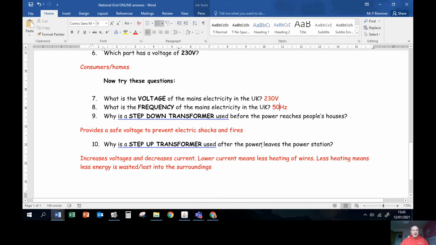And finally, why is a step-up transformer used after the power leaves the power station? Okay, 4 marks to be had here. 1 mark, the step-up transformer increases the voltage, tick, and decreases current, tick. Now the lower current means there's less heating of the wires, tick. And less heating means less energy is wasted. Or you could say less energy is lost into the surroundings, or less heat is lost into the surroundings. So give yourself a tick for that. So 4 marks to be had on that last one.